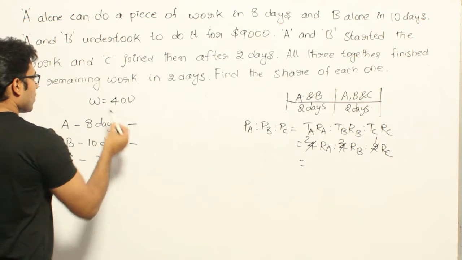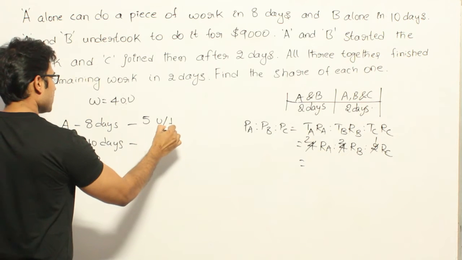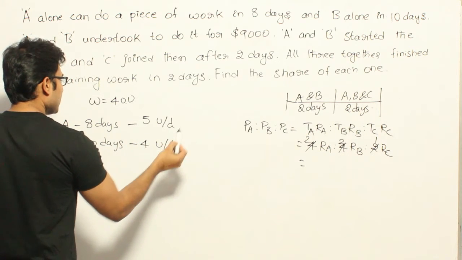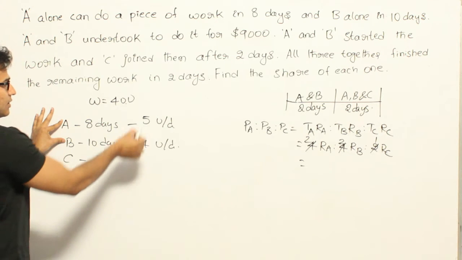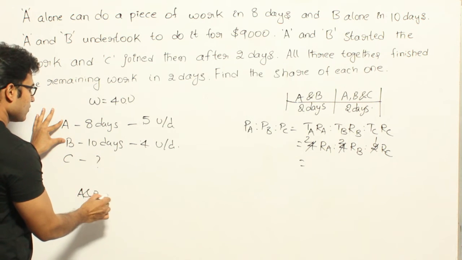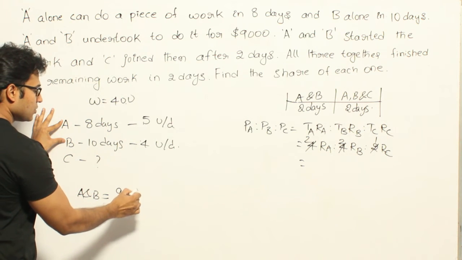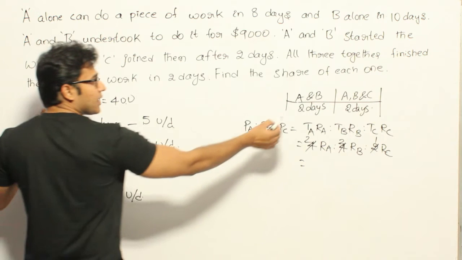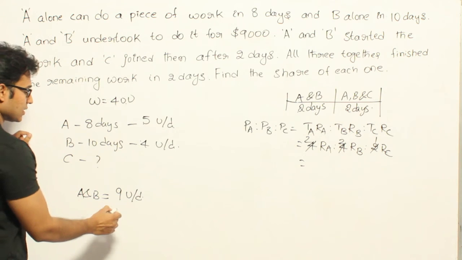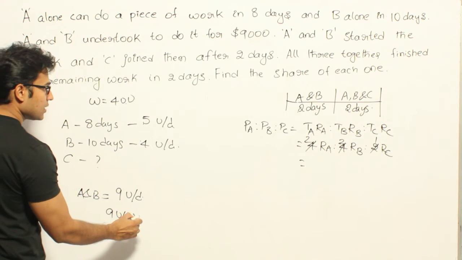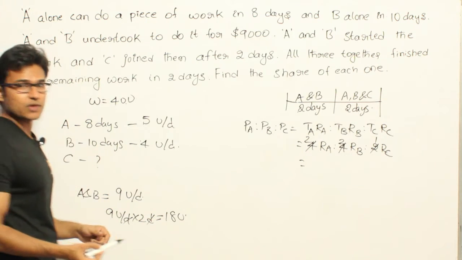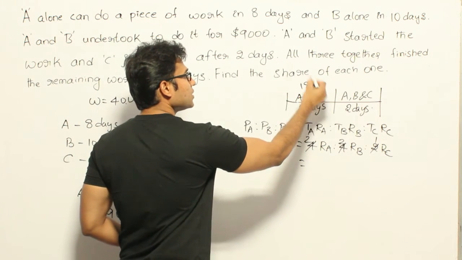Therefore rate of A is 40 by 8, which means 5 units per day, and rate of B is 40 by 10, which means 4 units per day. If this is the case, then A and B jointly, when they work together, are able to finish 9 units per day, isn't it? And like that they have worked for 2 days. Then how much work have they completed in 2 days? It is equal to 9 units per day into 2 days, right? So 18 units of work they are able to finish in the first 2 days.